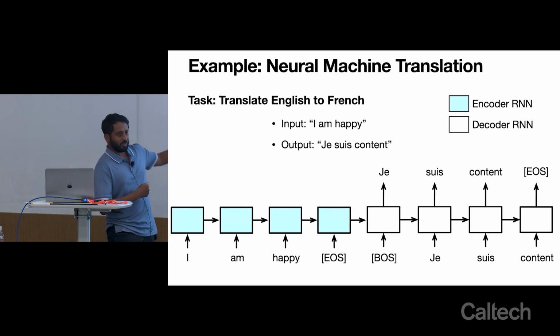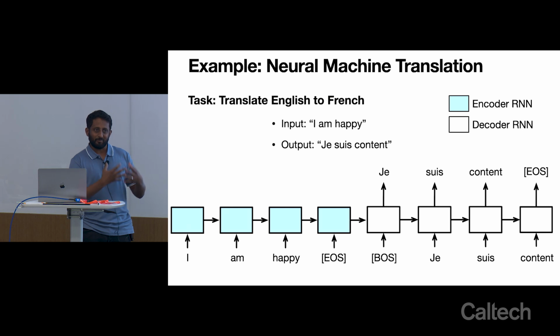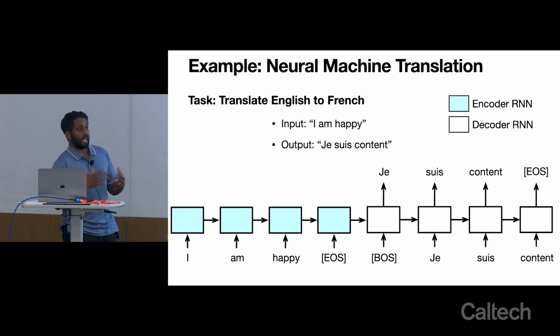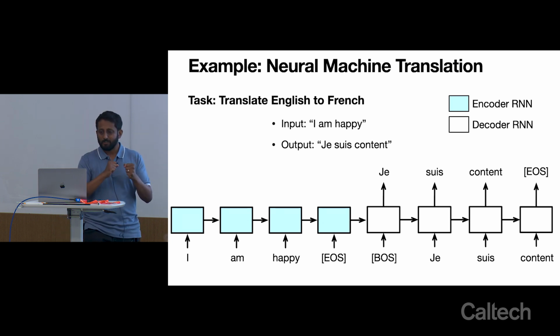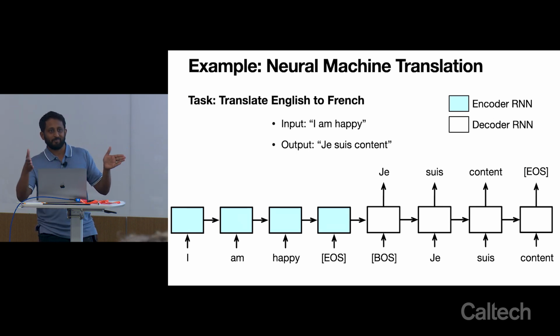So the encoder, this blue box here, its first input is I. Then it has some internal state that it updates. Then it gets the next input, am. And then it has some memory of I, and it's taking in this am and updating its internal state. Then continues on, happy. And then you have tokens like end of sentence, EOS, so there's not going to be any more English input coming in. And then the RNN updates its internal state.